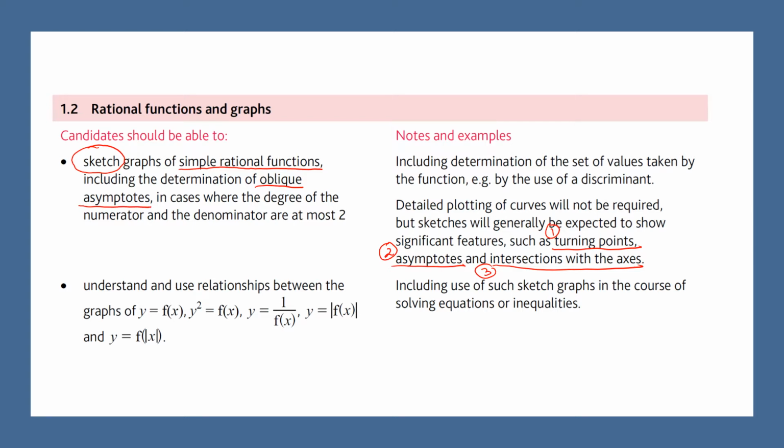In the second part of the chapter, we are dealing with some special cases such as y squared is equal to f of x, y is equal to 1 over f of x, y is equal to absolute value of f of x, and y is equal to f of absolute value of x. You'll be asked to sketch these. Also, you may be asked to work out the inequalities and find the range of the function.